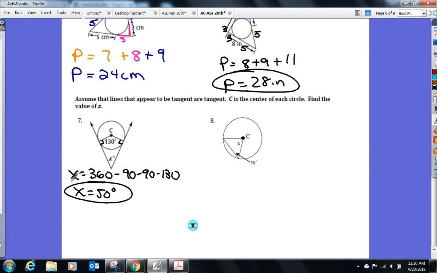Number 8 has nothing to do with tangents because there are no tangents drawn, but you can use your circle facts for this unit. Go ahead, try to find x if you haven't done so already. Use your circle facts to find angle x. And 50 is pointing to the angle inside the triangle.